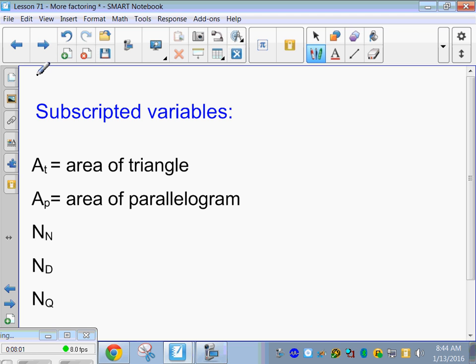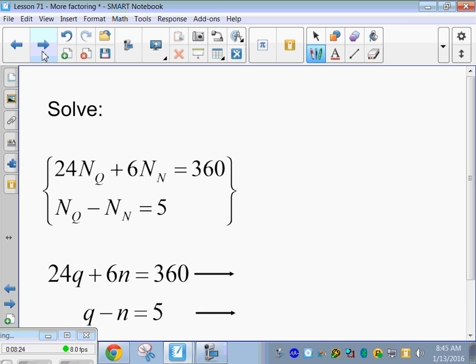Subscripted variables, you guys. Basically, it's still just one variable. So let's say you're talking about two different areas. We can differentiate them by putting a little t or a little p next to them. So I might be saying area of a triangle or area of a parallelogram. That's all a subscripted variable is. Okay, so it's just like a variable, and it's only one variable. It's not two. All right.